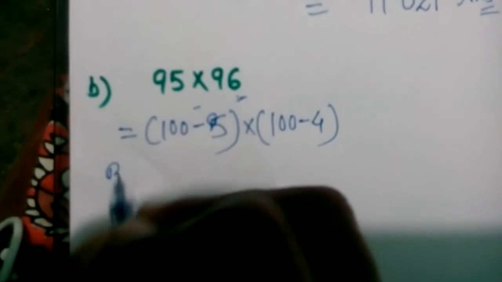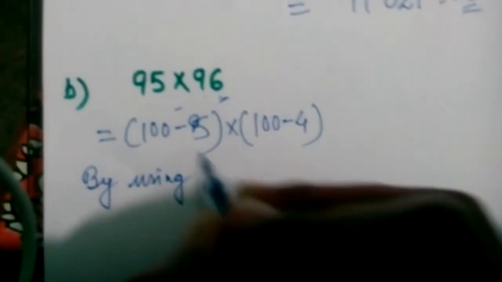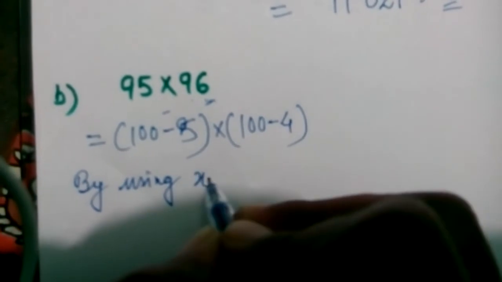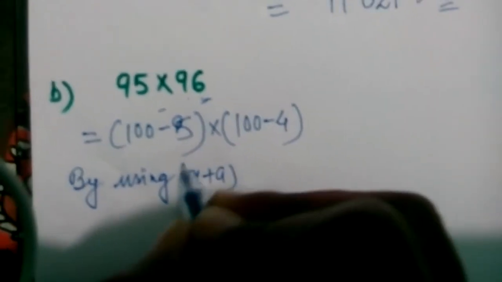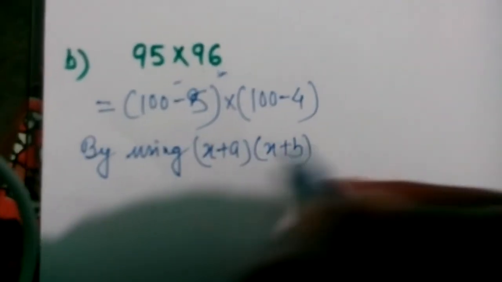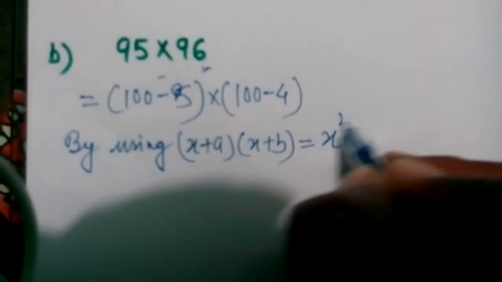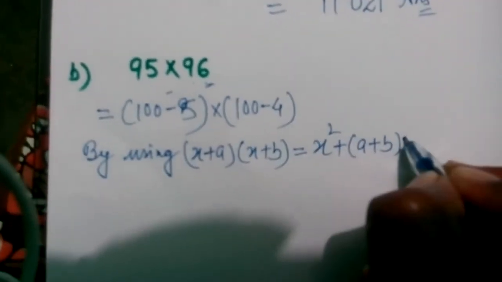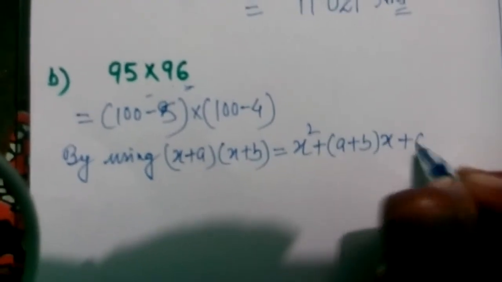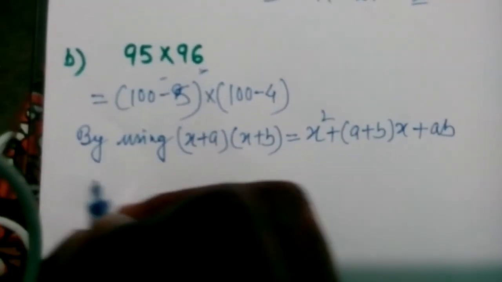Now again, by using what identity? (x plus a) into (x plus b). Just use this identity to avoid any confusion of minus. So you'll get x square plus (a plus b) into x plus ab. Now do the comparison in place of x.